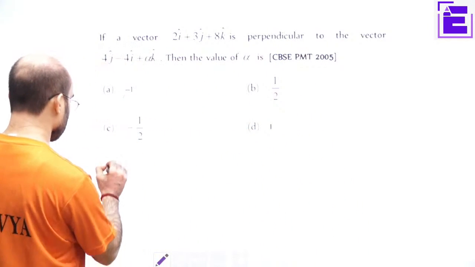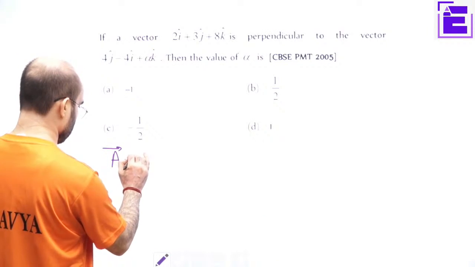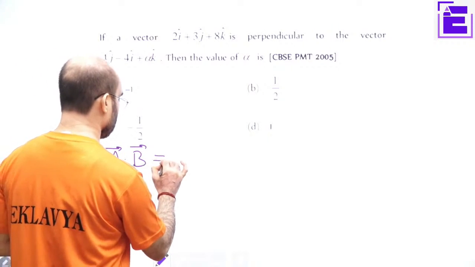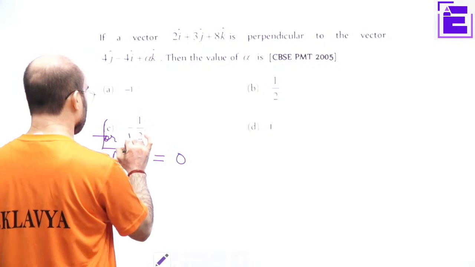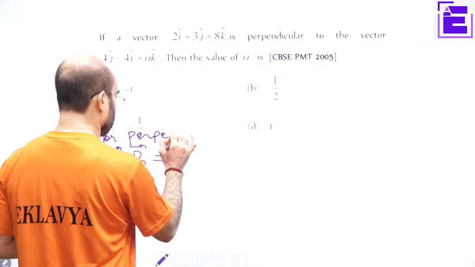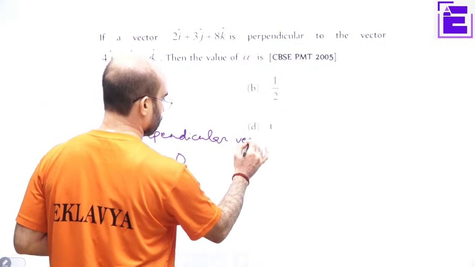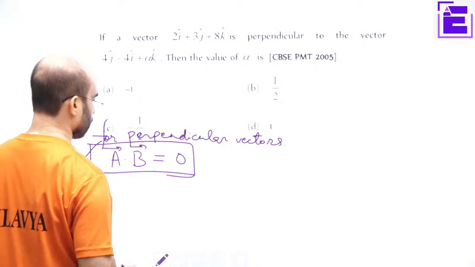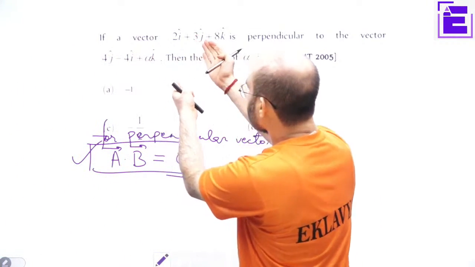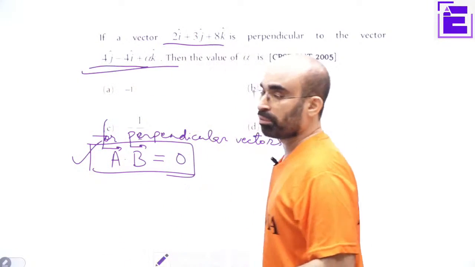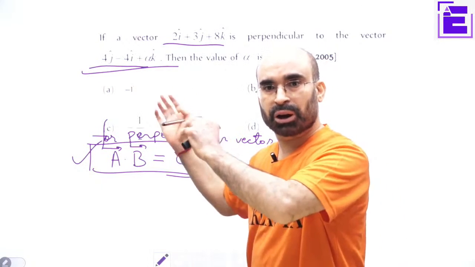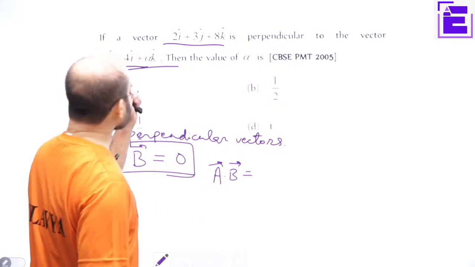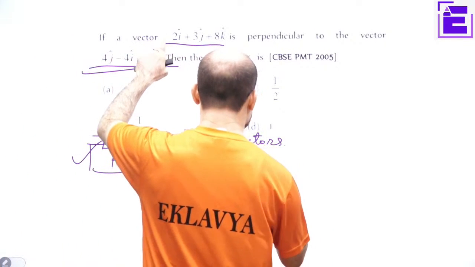Let us take the dot product of this. For perpendicular, what you will say? For perpendicular vectors, A dot B equals 0. Okay, this is fine. Now, as per the given vectors, let us find out the A dot B. So A dot B equals, just have a look. A dot B equals what?